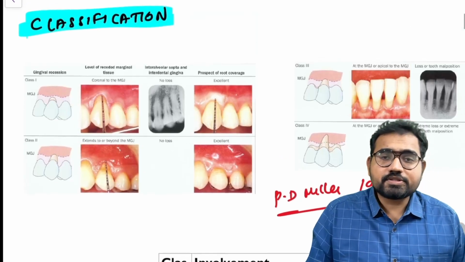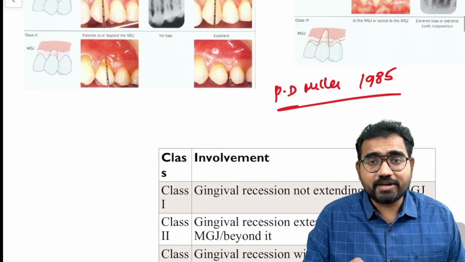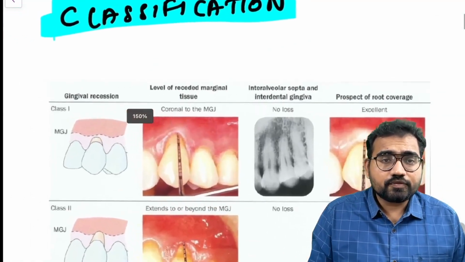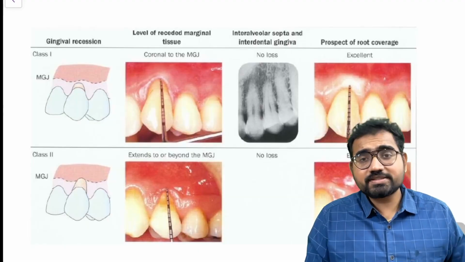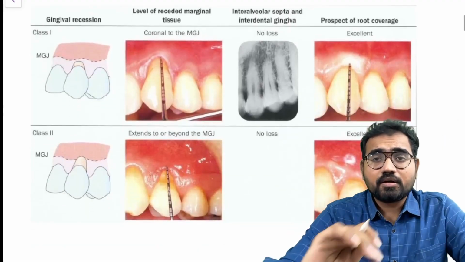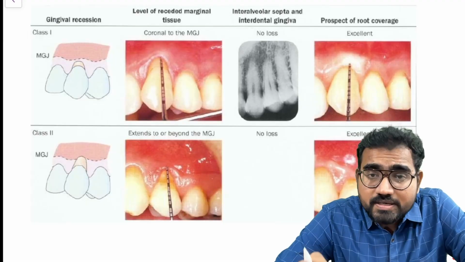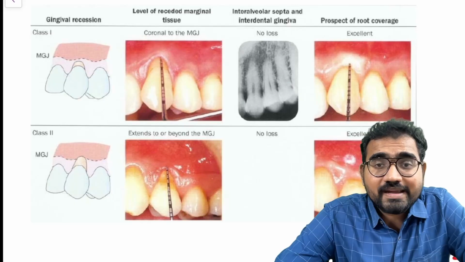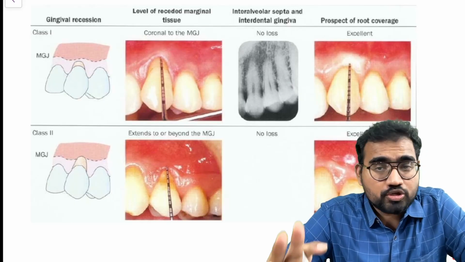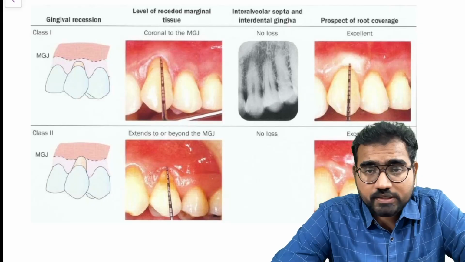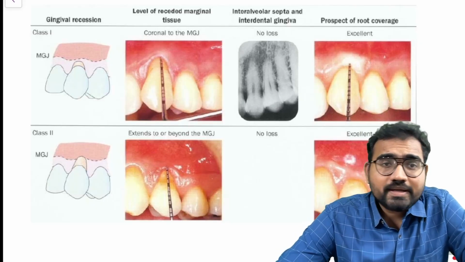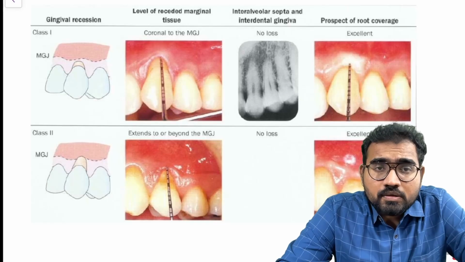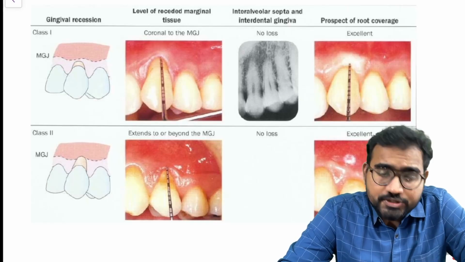Okay, so this classification is what we use generally. The first one is class 1. This classification was given based on the marginal tissue recession and the presence or absence of interdental bone loss or soft tissue loss. In class 1 there is going to be marginal tissue recession.